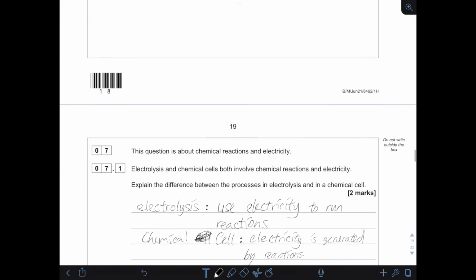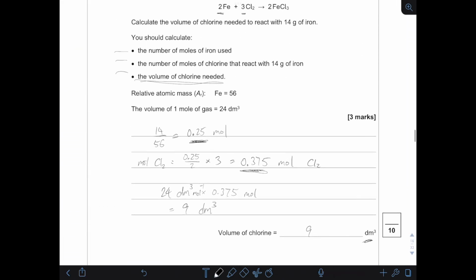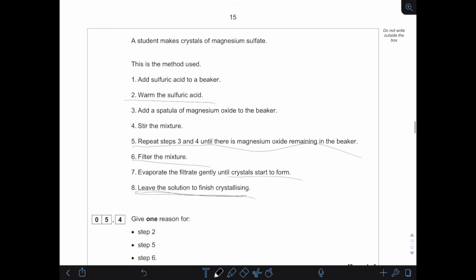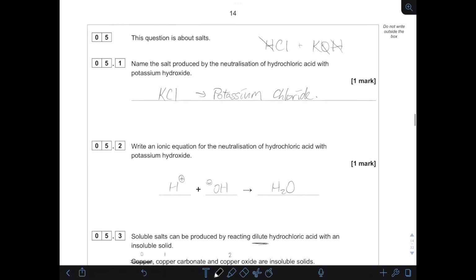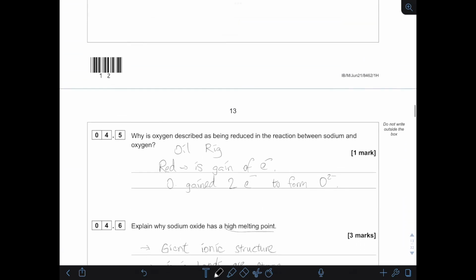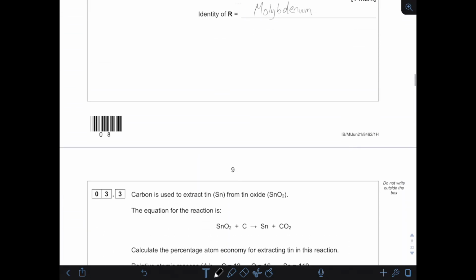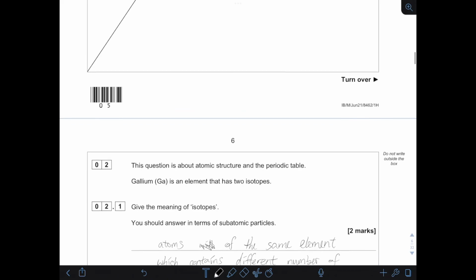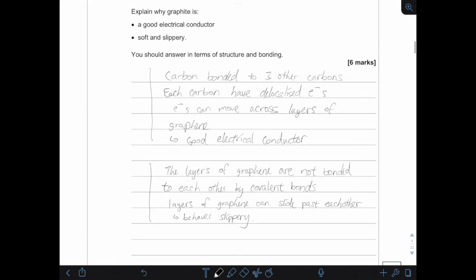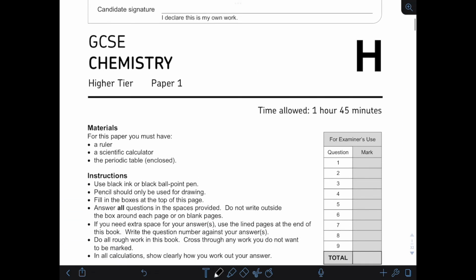But aside from that, the paper seems reasonable. It's not easy, but it's not too difficult either. Most of these math questions work alright. This question is a bit silly, but it is correct. And yeah, overall, a decent paper. You should probably be able to do it without too much trouble. And yeah, hope you've learned something and you've enjoyed the walkthrough.